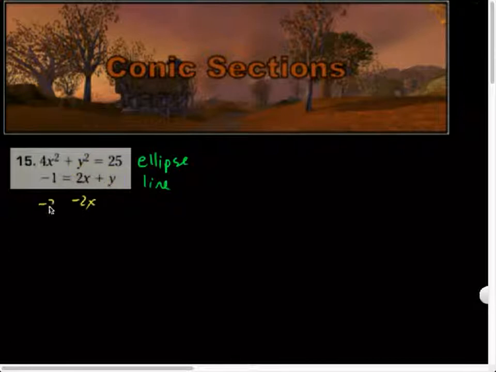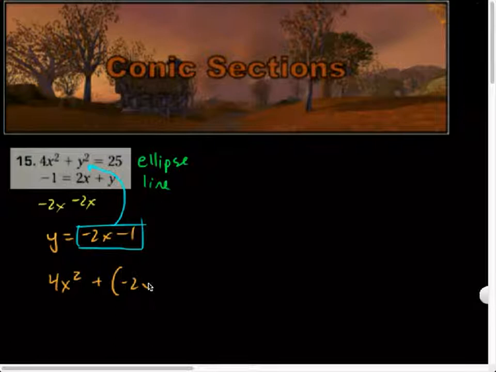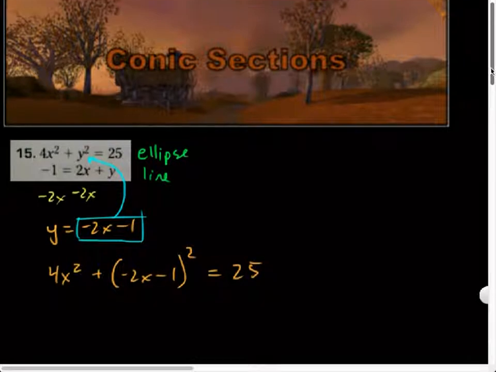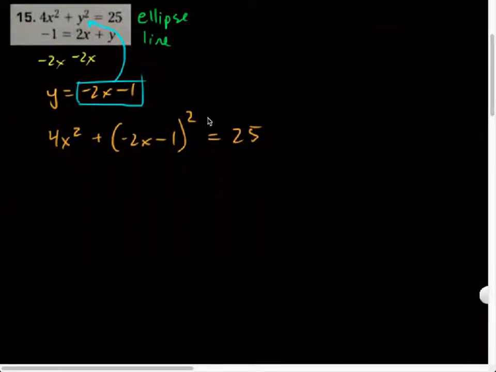So let's subtract 2x from both sides. So I shall get y equals negative 2x minus 1 as my revised equation. And let's substitute that in for y. I'm expecting to get possibly a couple answers from this, unless it's imaginary or something. 4x squared plus negative 2x minus 1, all squared, equals 25. Now notice the benefit of this is that it's given me an equation all in terms of x. I'm going to have to remember this pattern, however.